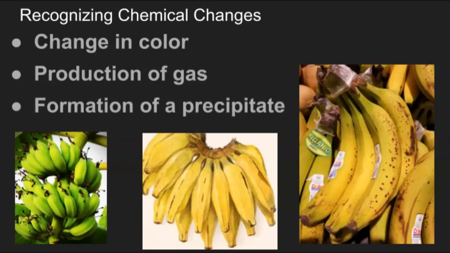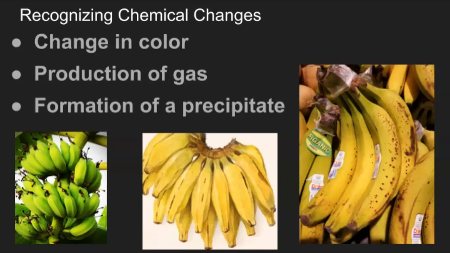For the production of gas, when you mix vinegar with baking soda, bubbles of carbon dioxide form immediately. Baking powder in a mixture to bake a cake also causes bubbles of carbon dioxide to expand, and that is what makes the cake rise.